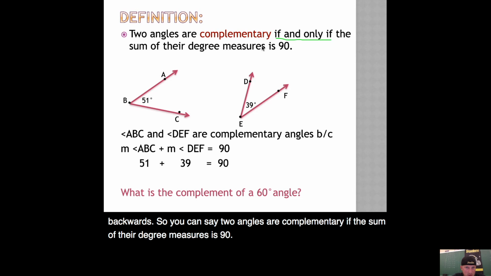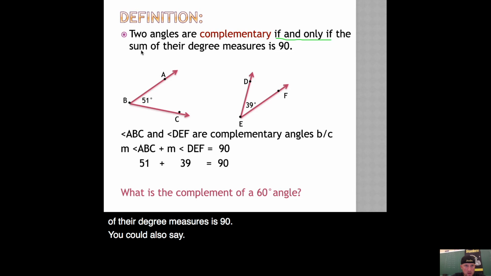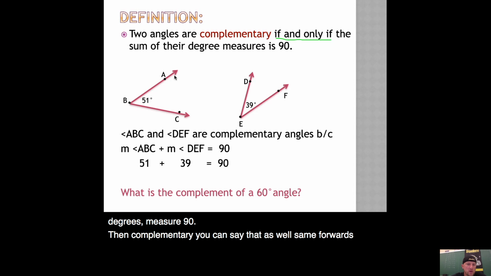You can also say, if you have two angles and the sum of their degree measures is 90, then they're complementary. You can say that as well. Same forwards as backwards. Okay, so here's an example.